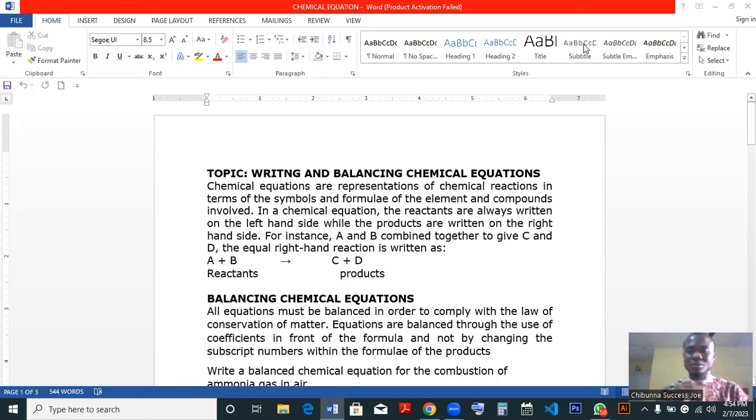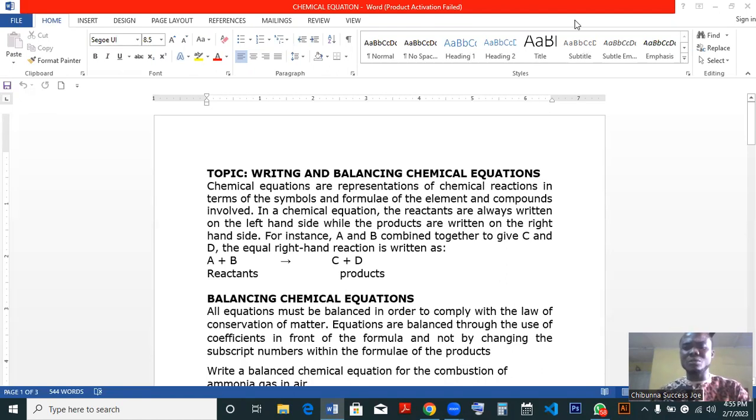This evening we are going to be looking at a very important topic in chemistry, balancing of chemical equations. Most times students find it difficult to write a balanced chemical equation, and most times they fail to distinguish between a balanced equation and an unbalanced chemical equation.